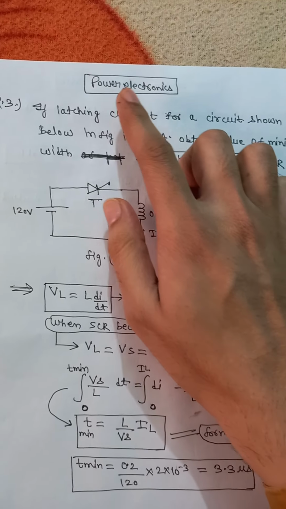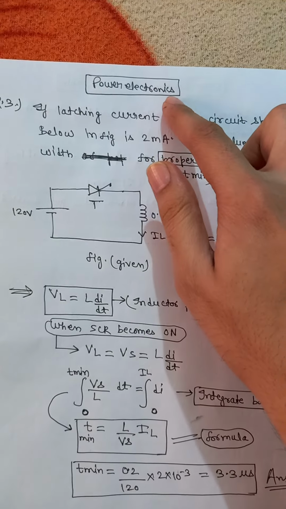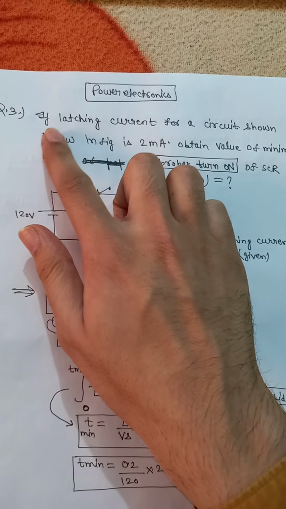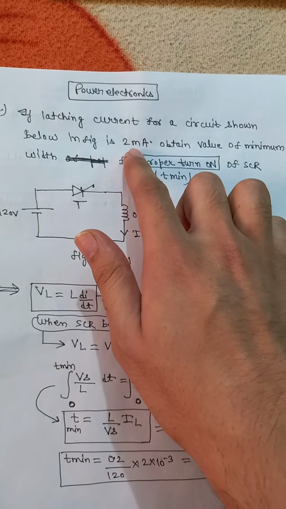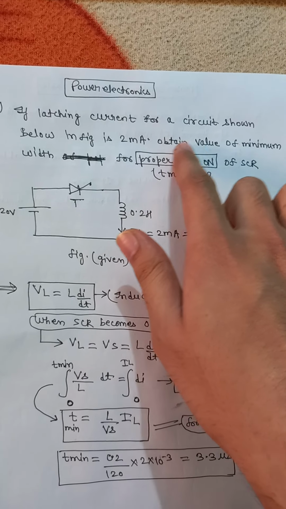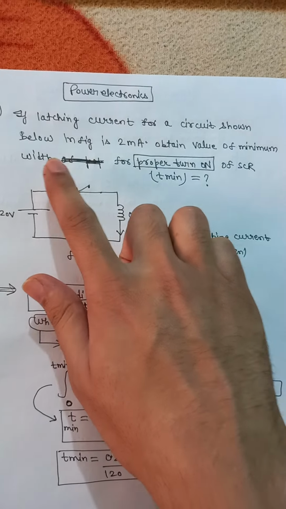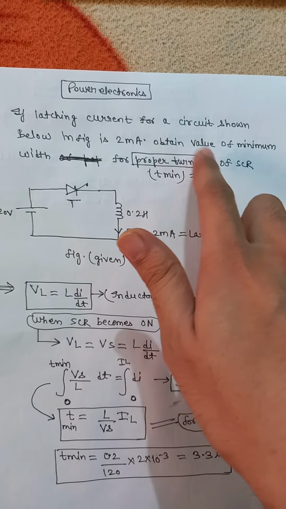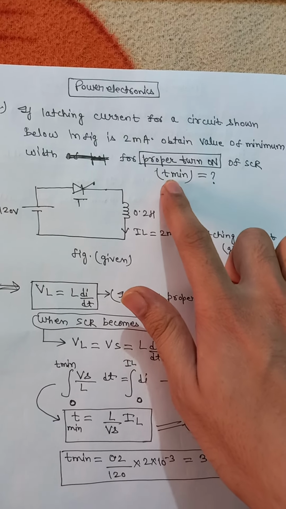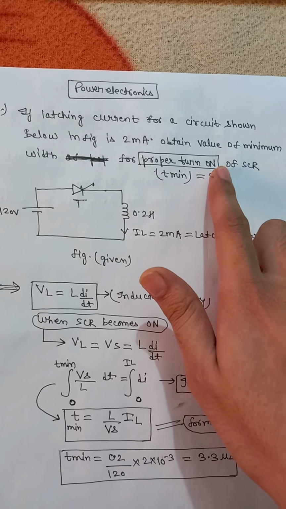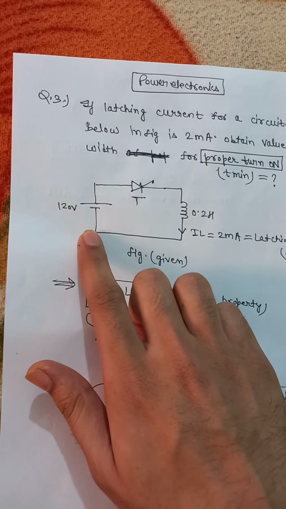Hello friends, here we discuss one question of power electronics. The question is, if the latching current for the circuit shown in the figure is 2 milliampere, then we have to obtain the value of the minimum width for the proper turn on of the SCR. So we have to find T minimum, that is the minimum pulse width for which the SCR turns on. And the figure is given here.